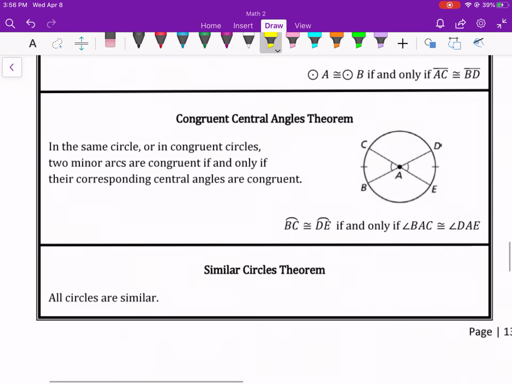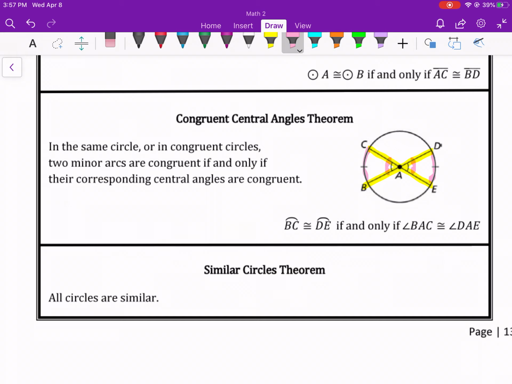Congruent central angles theorem. Well, if you look at just these central angles, we know that these are vertical angles right here. So all this is saying is if you have central angles, that means you have vertical angles. So the vertical angles will be congruent, but then also the arcs will also be congruent since they're congruent to the vertical angles.